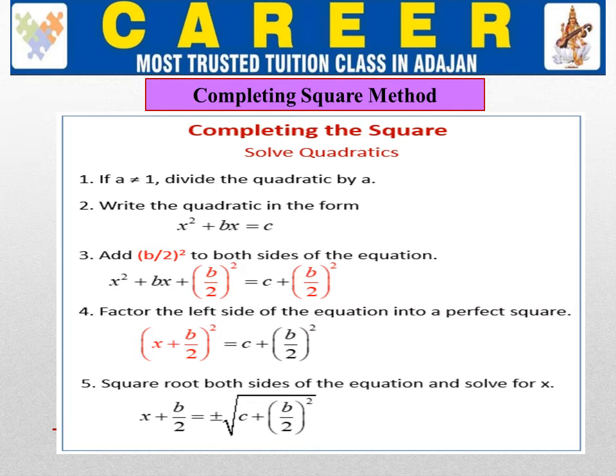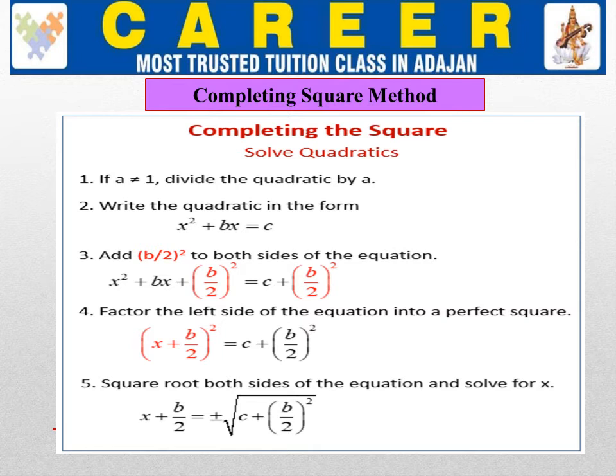Fourth step, factor the left side of the equation into a perfect square. That means in the third step, as we see, x square plus bx plus (b by 2) whole square is nothing but a square plus 2ab plus b square. Therefore, the whole square becomes (a plus b) whole square on the LHS side, and on the RHS side it is as it is.